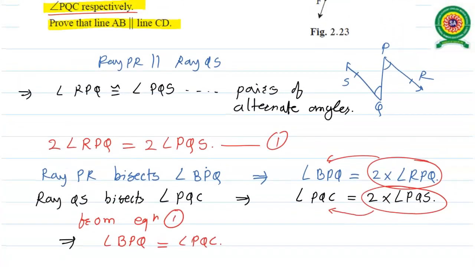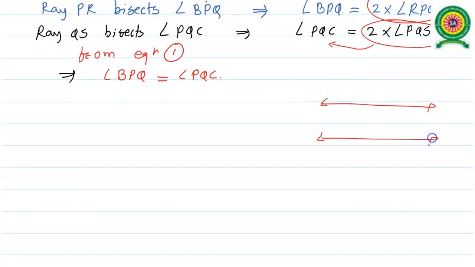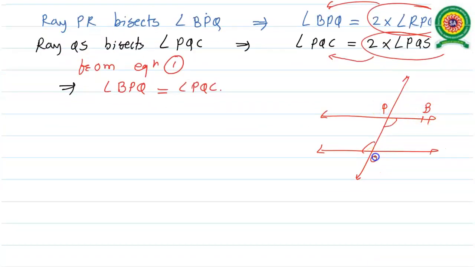Now look at the figure. Suppose we have lines AB and CD, and EF is a transversal. So what about those two angles? This one is angle BPQ, and this one is angle PQC. Which type of angles are those? Those are alternate angles, or you might say alternate interior angles. Once we have the two lines AB and CD and a transversal EF, there is a formation of alternate angles, and those are already congruent, or equal.